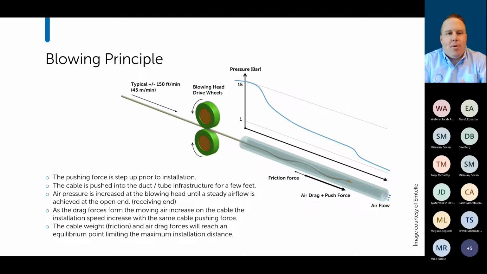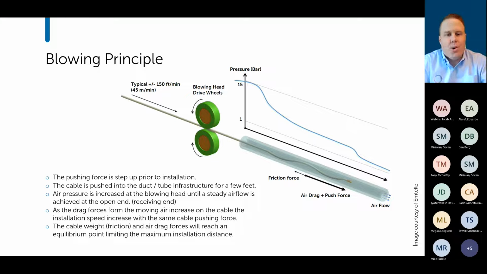So again, talking about the principle of what we're doing, we're blowing a cable into duct. If we're looking at this picture here, and essentially our starting point, we'll assume that our reel of cable is sitting off screen to the left, right? So that's where you're starting with your reel of cable. From there, you're going to go into the drive wheels, and that's going to push the cable a few feet into the duct, right? So you're pulling it off of the reel and then getting it started into the duct.